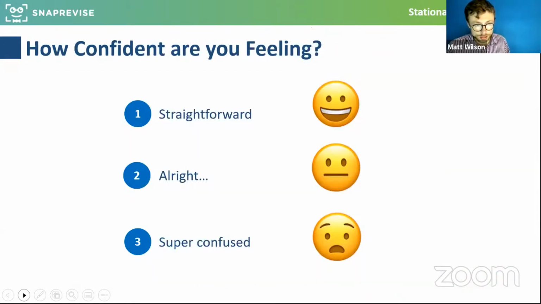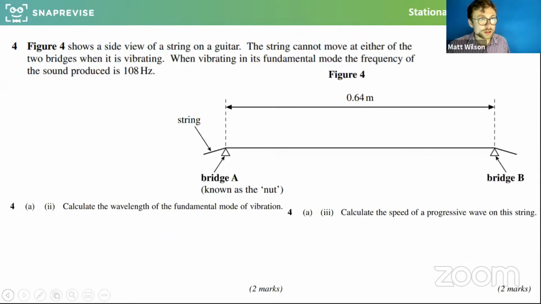Okay. Let's have a go at some questions. Figure 4 shows a side view of a string on a guitar. The string cannot move at either of the two bridges when it is vibrating. Okay. When it vibrates, it's fixed here and here, which might sound familiar. When vibrating in its fundamental mode, the frequency of the sound produced is 108 hertz. Okay. Calculate the wavelength of the fundamental mode of vibration. So we have some more information in the diagram here as well.